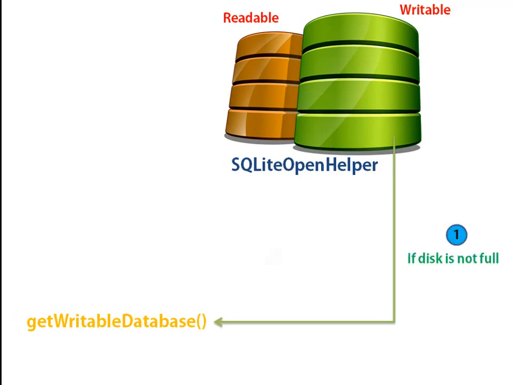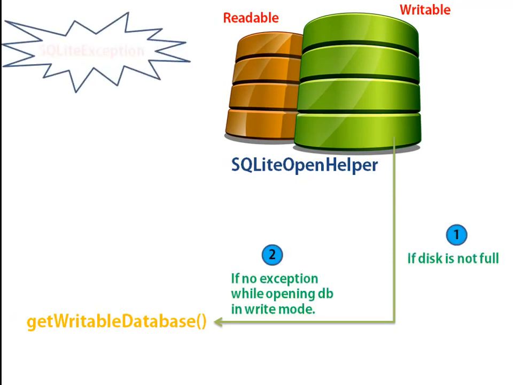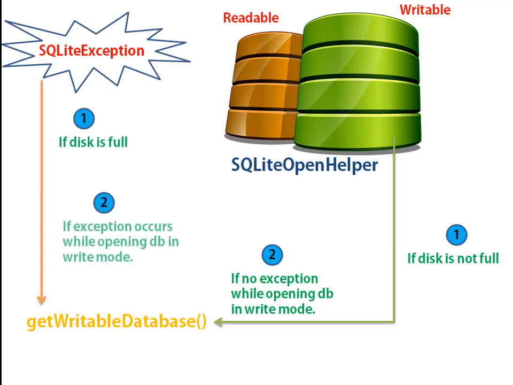The working of getReadableDatabase and getWritableDatabase is very similar, but there is one big difference. The difference is, if your disk is full or there is an SQLite exception while opening the database in write mode, then in that case it will not return a readable database, but it will throw an SQLite exception to the caller of this method. So the final conclusion is that this method will return a writable database if the disk is not full and there is no exception while opening the database in write mode, or else it will throw an SQLite exception.